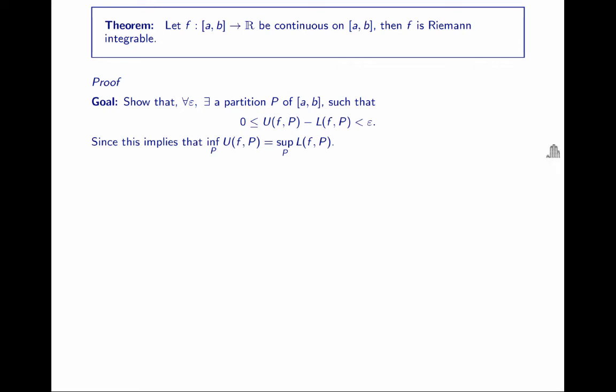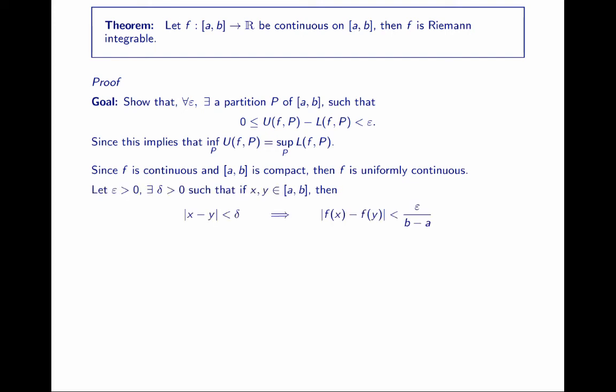So our goal is to show that this is true. Now, since f is continuous, and the closed interval a to b is both closed and bounded, then the domain is compact, meaning f is uniformly continuous. So let epsilon be an arbitrary positive number.